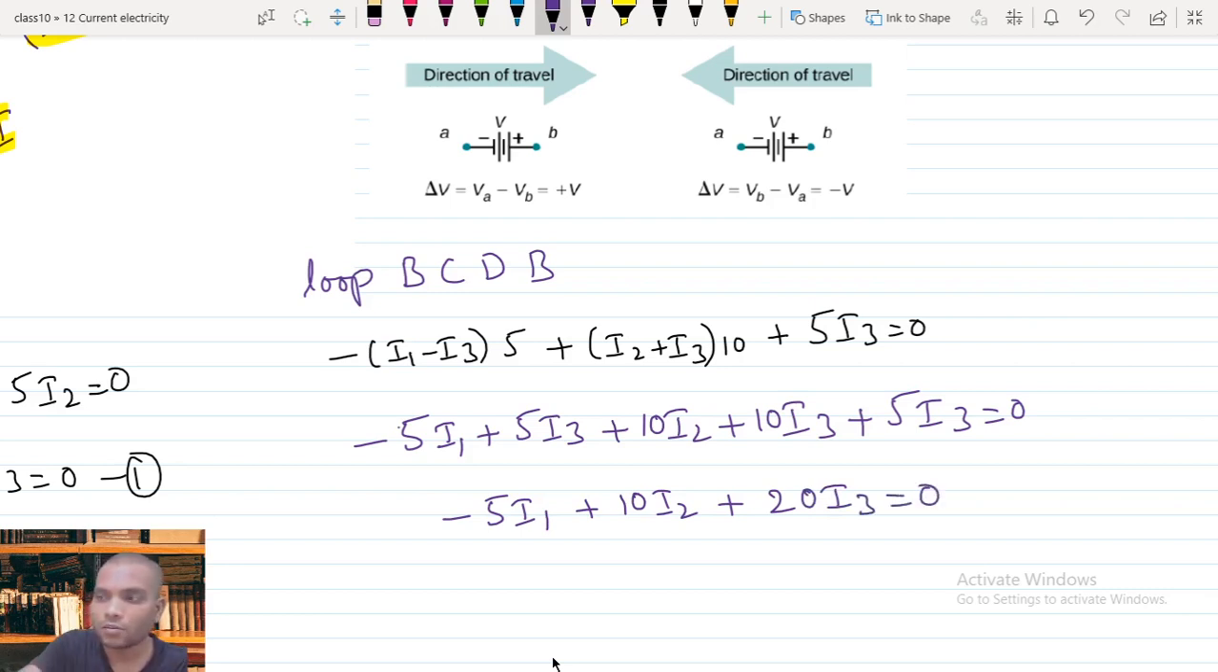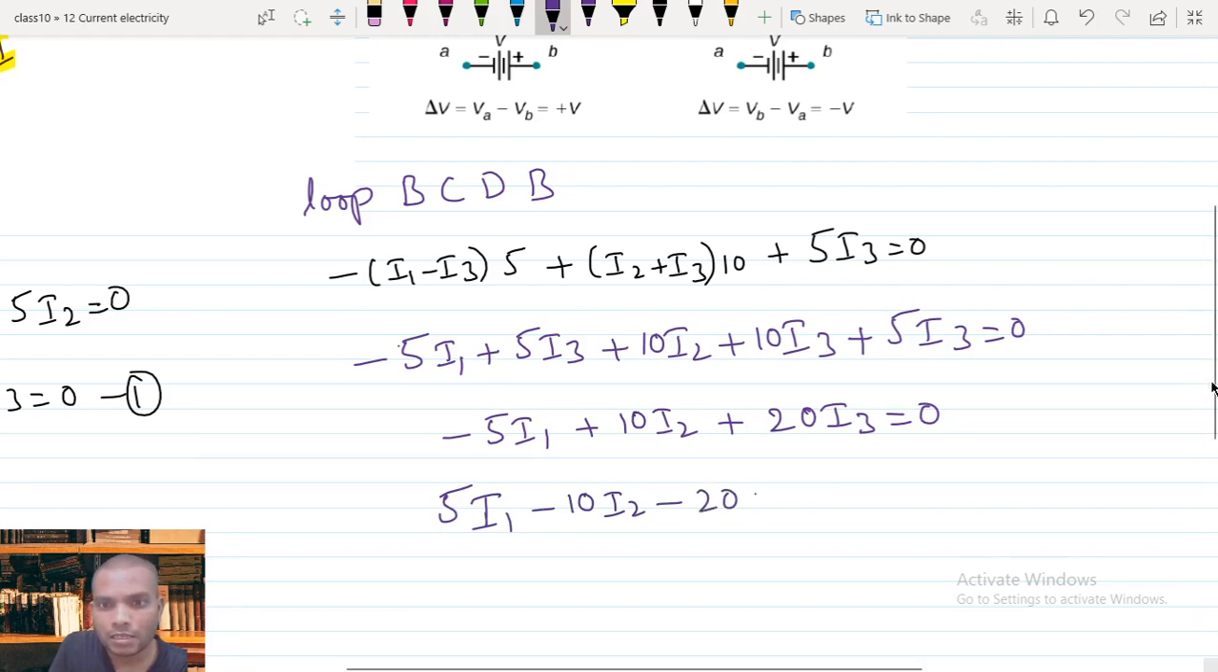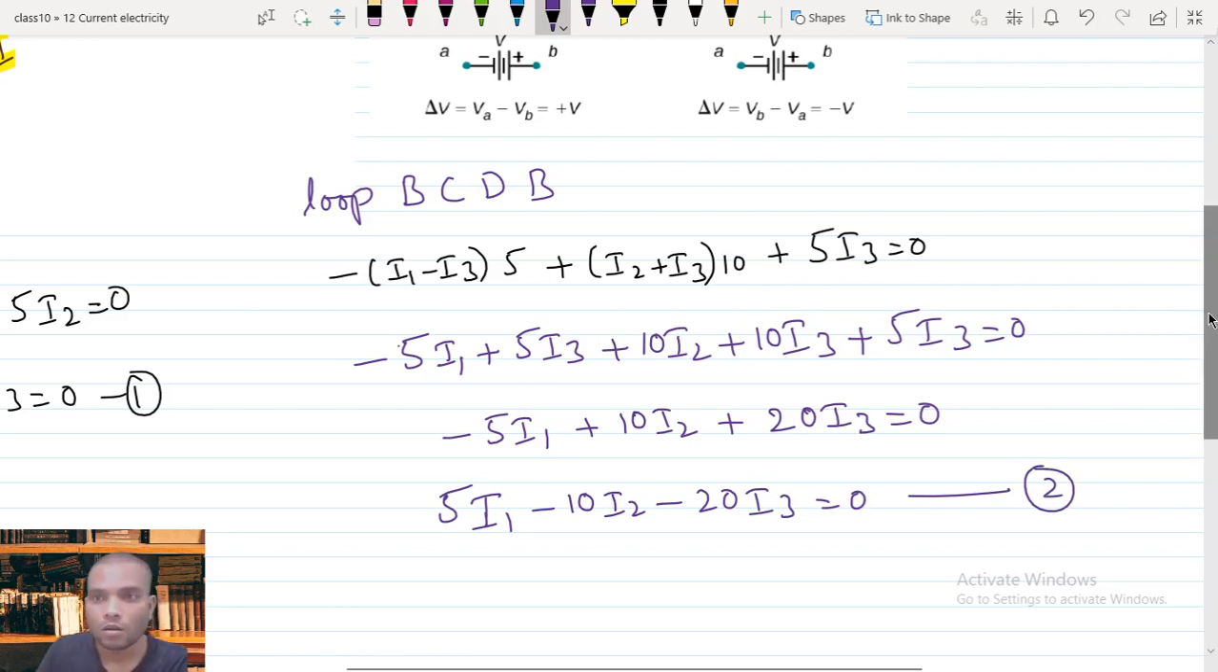So if you take out minus common, you can rewrite that expression as 5I1. I like to keep the first term as positive, 5I1 minus 10I2 minus 20I3 which equal to 0. Let me take it as the second expression.